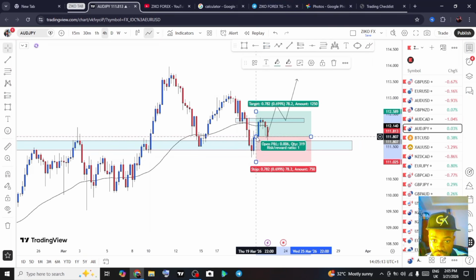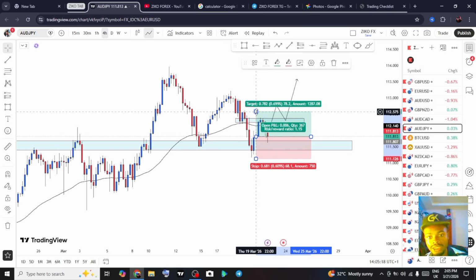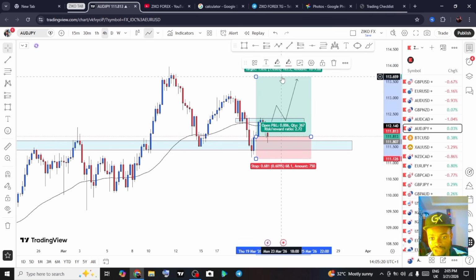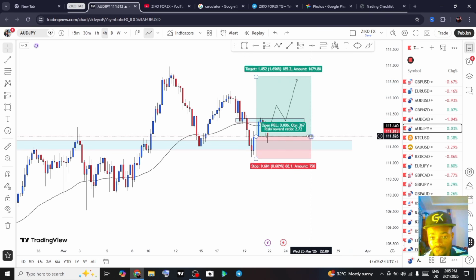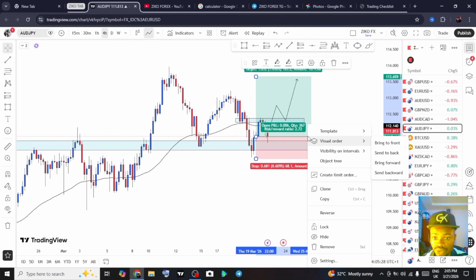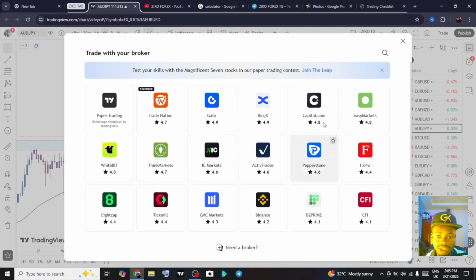So if you put your entry right here, you put your stop loss at the right place and you put your take profit target at the right place, something like this, right? Before you place the trade, what you do is this: you click on your risk reward ratio tool, then you right click, right? Then you look for something called create limit order, right? Click on that. If you have your broker right here, you can enter from TradingView. If you press buy or sell on TradingView, it will activate on your broker, right?